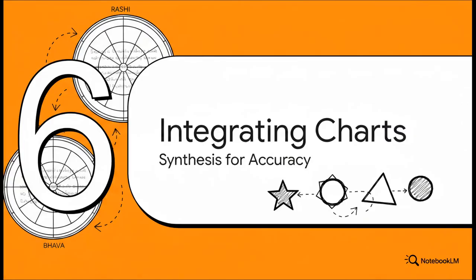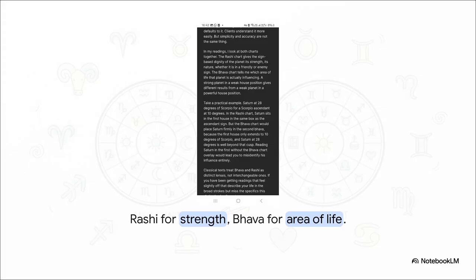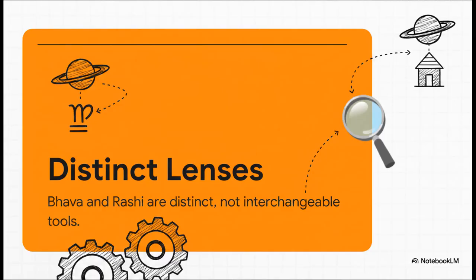Finally, Part 6, integrating both charts to find synthesis for accuracy. Now, the solution here isn't to just take the Rashi chart and throw it in the trash. No, it's to synthesize them together, which is exactly what the classical text intended. You absolutely must look at both charts together as an overlay. So you use the Rashi chart to determine the sign-based dignity of the planet, its sheer strength and elemental nature. But you strictly use the Bhava chart to see which actual area of life that planet is pouring its energy into. To sum up this foundational rule, these are two totally distinct lenses.